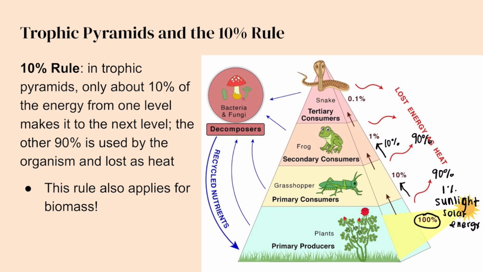So this rule also applies for biomass. So biomass is the amount of just material that we have, amount of living material, basically. So when we have plants, a lot of biomass is supported because they have a lot of energy. They have 100% of the energy available to primary producers that they can use to grow, whereas primary consumers have less energy, so there are less organisms there. So less organisms, less living things with mass, less biomass.